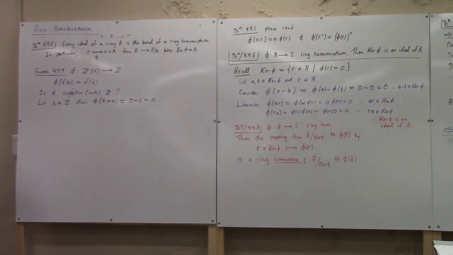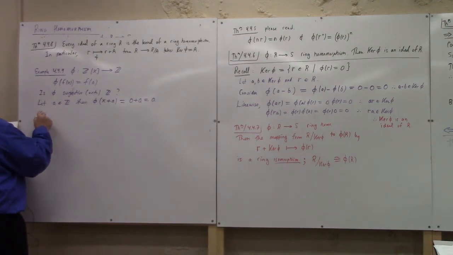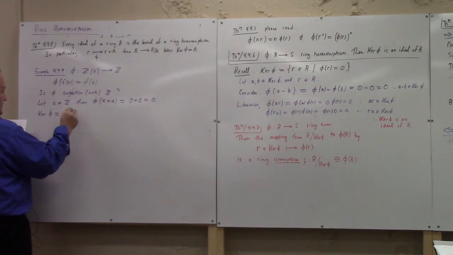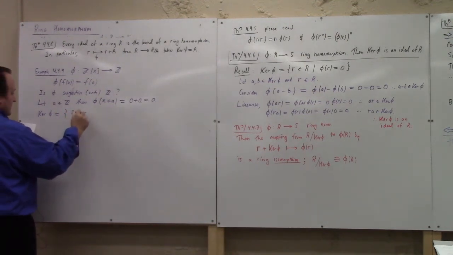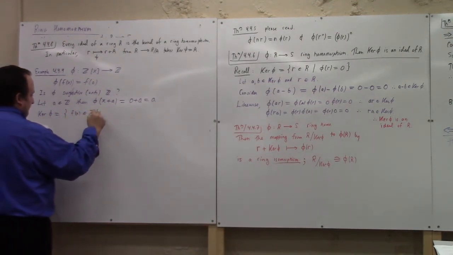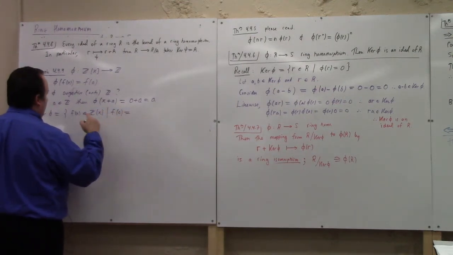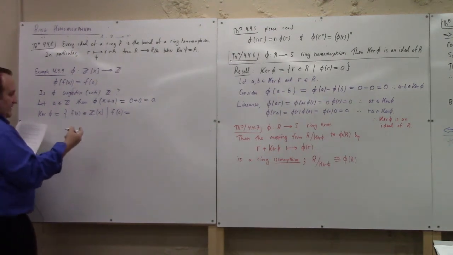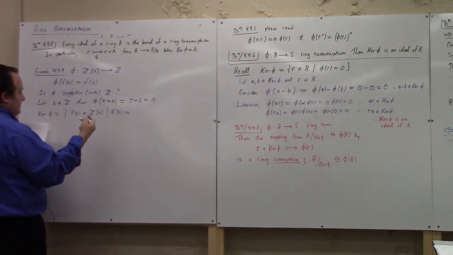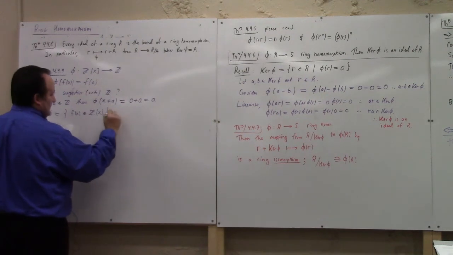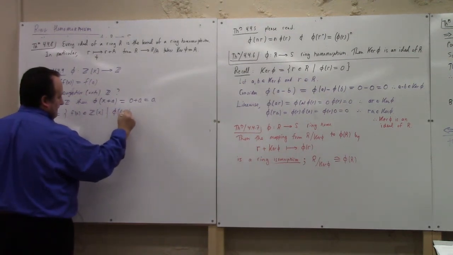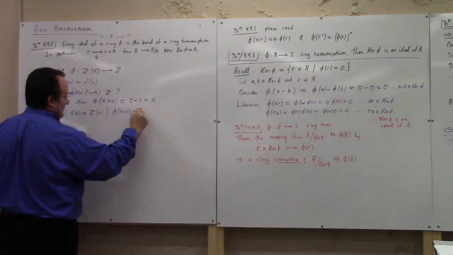What's the kernel of this map? What's the kernel of phi? Well, let's write it out. That's the set of f of x in Z[x] such that what? f of 0 equal to, I mean, this is phi of f of x, right? Phi of f of x is f of 0, right? I'll write it out. Phi of f of x equals f of 0 equals 0.